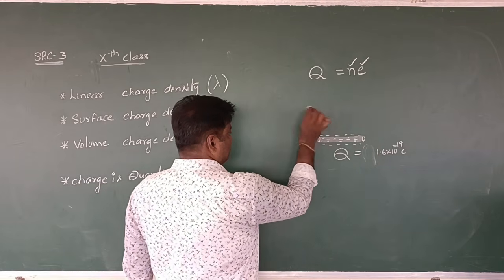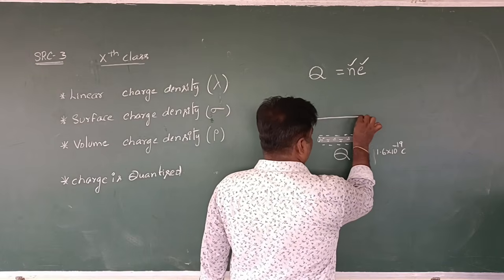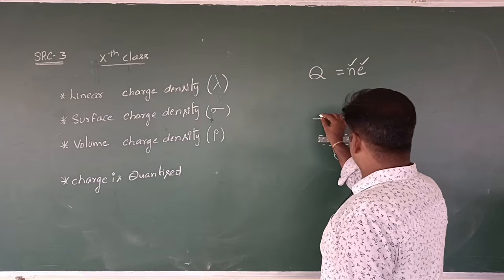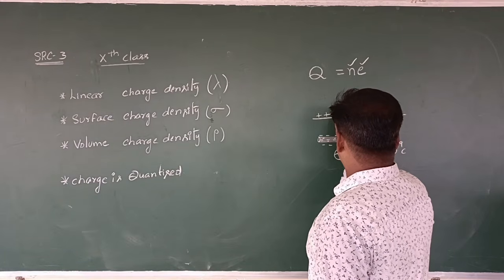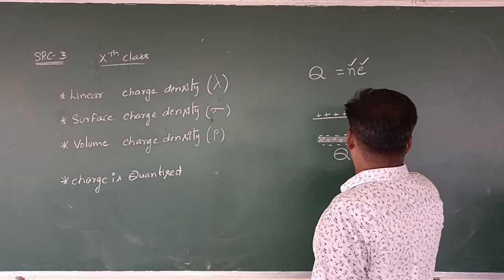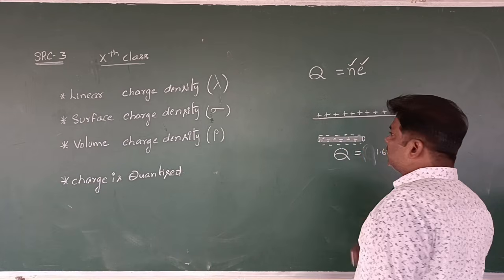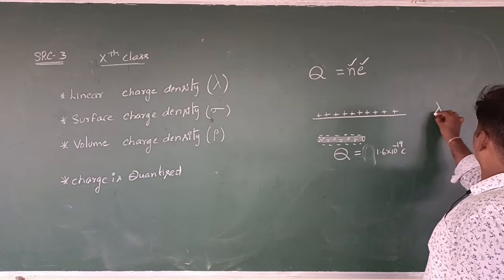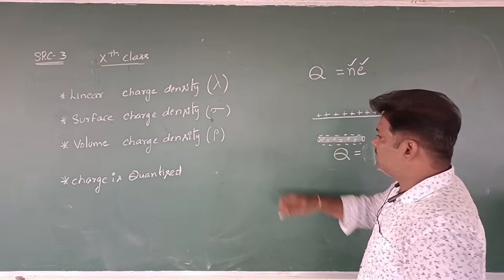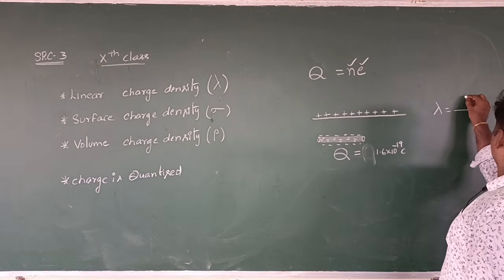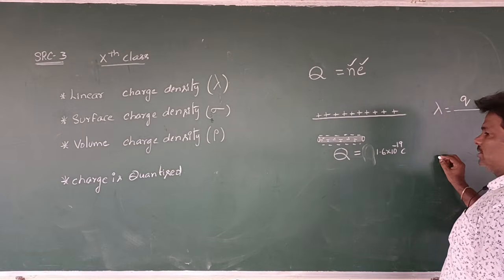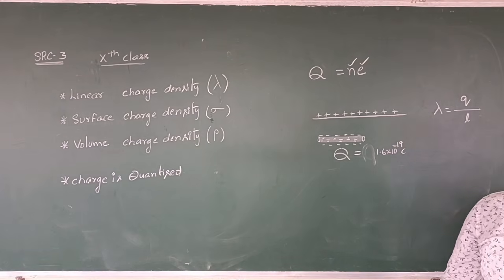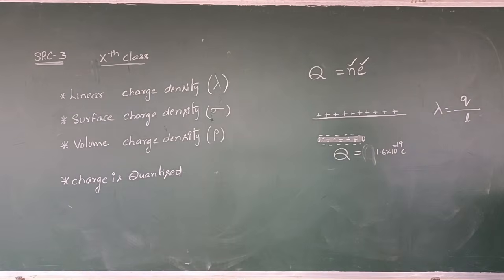Suppose this rod is an extended rod, I mean length only along one dimension. The charge is distributed along the length of the conductor. Then lambda is the linear charge density, and it is q by L. Charge per length is called linear charge density.